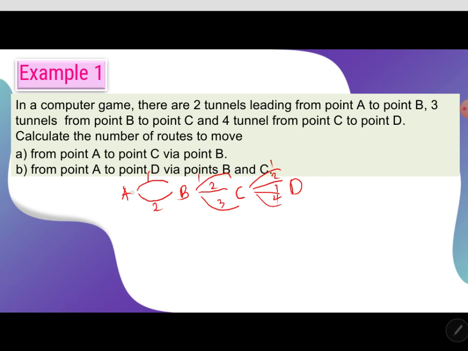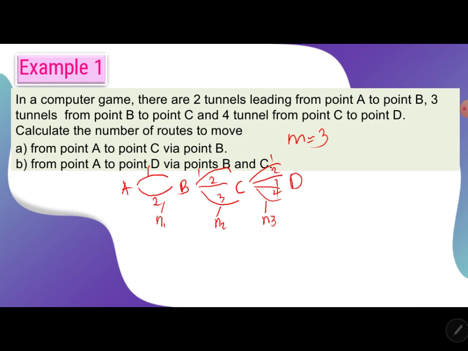The next one is A to B using the first tunnel, and from B to C using the third tunnel. So if we use the first tunnel from A to B only, we have three choices from B to C. That is why we just have to multiply the n's. This is n1, this is n2, this is n3, where there are three steps here. Our m is equal to 3, following the definition.